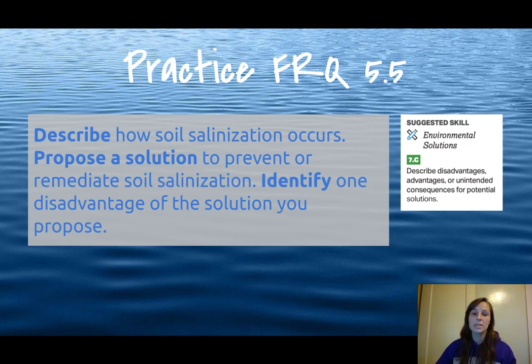So this is going to be your practice FRQ 5.5. I want you to describe how soil salinization occurs. I want you to propose a solution to prevent or remediate soil salinization. And then I want you to identify one disadvantage of the solution that you propose. So there's 3 parts there. And this is going to be giving you practice with the suggested skill of describing disadvantages, advantages, or unintended consequences for potential solutions. So that's your 5.5 FRQ.